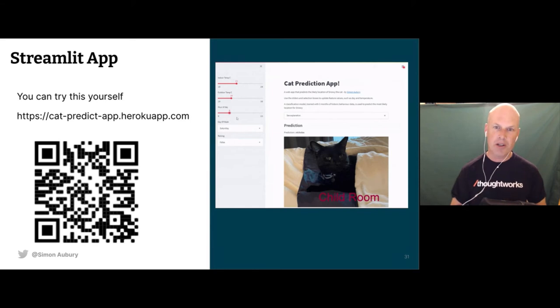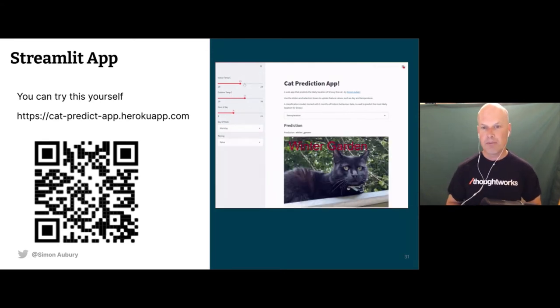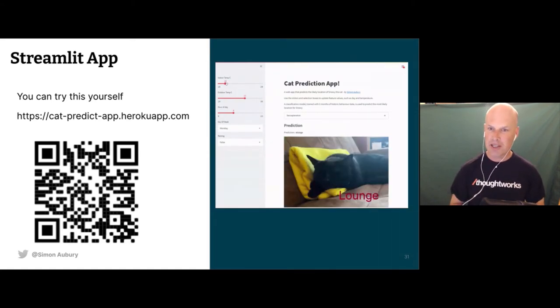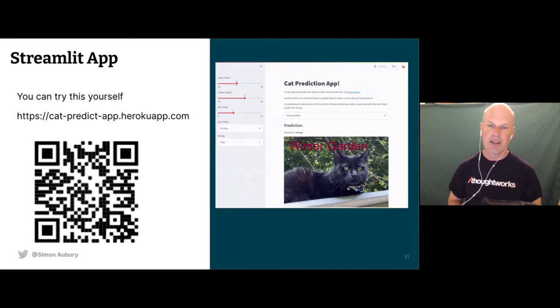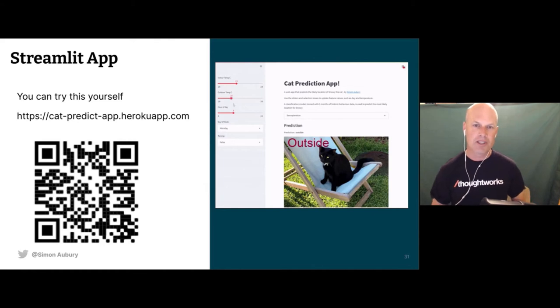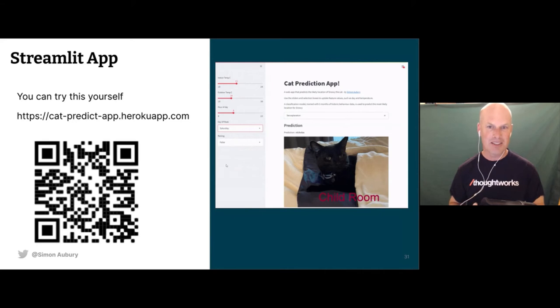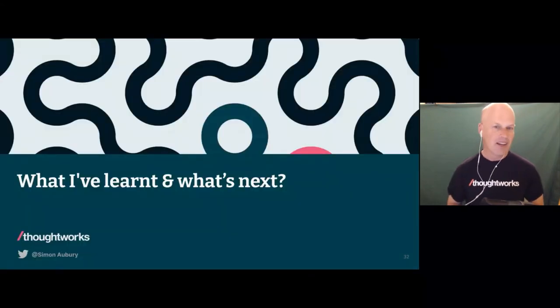You can actually go to this URL and move the sliders around. You can see the behavior difference on hour of the day, temperature, humidity, day of the week. And you can see both a prediction of where Snowy is going to be, a photo of her in that location, and you can expand the little box at the bottom and see what the accuracy and confidence level is for each of those predictions. So this is a great way of taking a model, playing with a model, and then exposing it and having some fun with it.